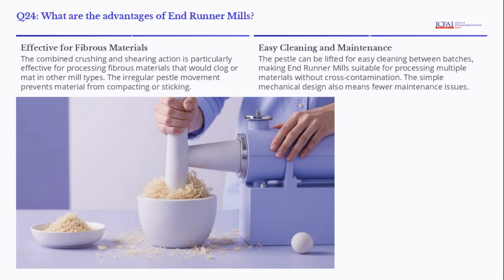End runner mills are particularly effective for fibrous materials due to their combined crushing and shearing action. They are also easy to clean and maintain, allowing for processing multiple materials without cross-contamination.